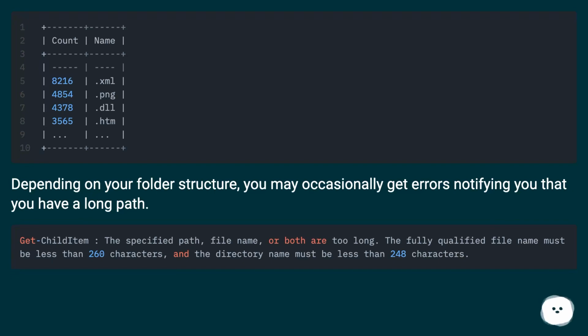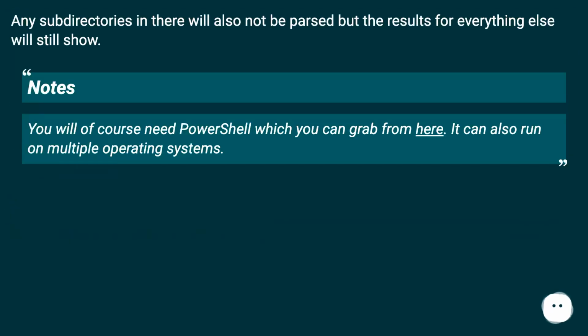Depending on your folder structure, you may occasionally get errors notifying you that you have a long path. Any subdirectories in there will also not be parsed, but the results for everything else will still show. Notes: you will of course need PowerShell, which you can grab from here. It can also run on multiple operating systems.